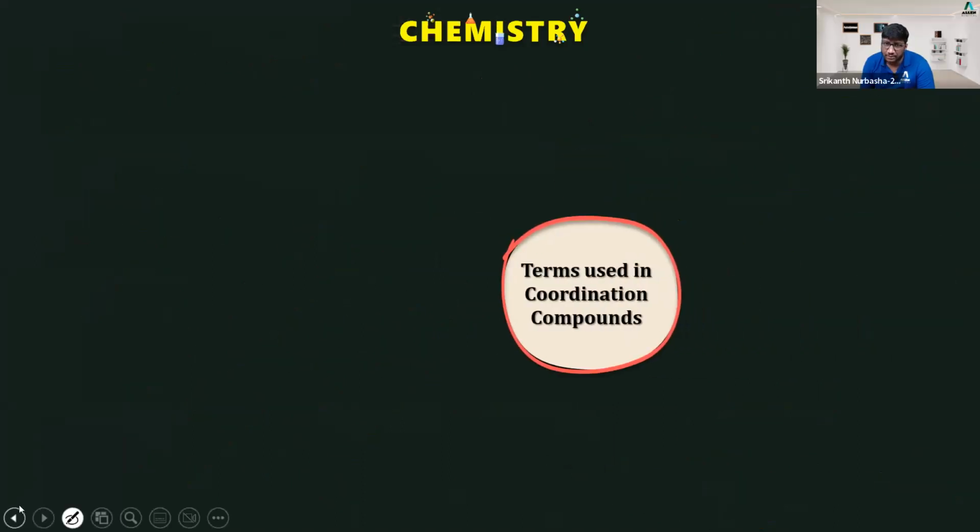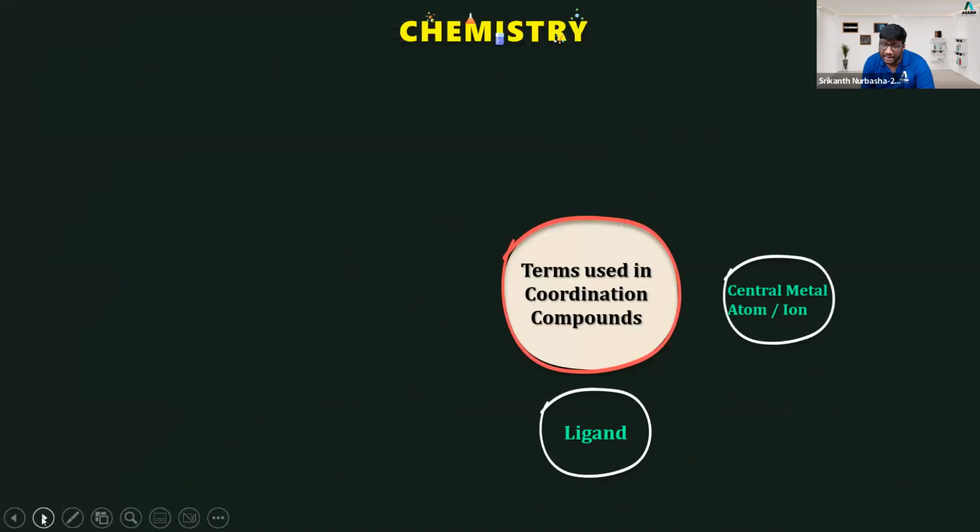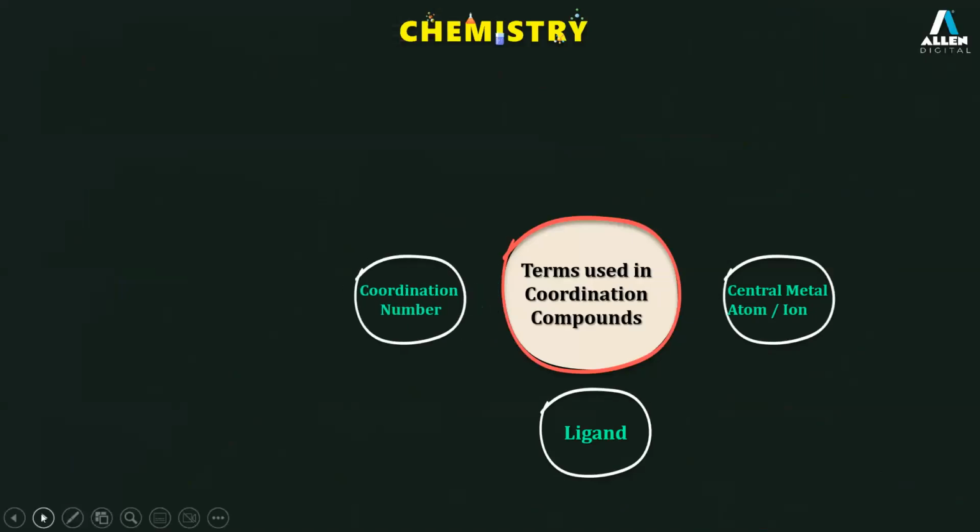So we need to understand a few terms in coordination compounds. What are those terms? Central metal atom or ion. Like just now in the previous example, Fe2+ is a central metal ion. Ligand is an electron pair donor. Coordination number means the number of ligands surrounding the central metal ion.